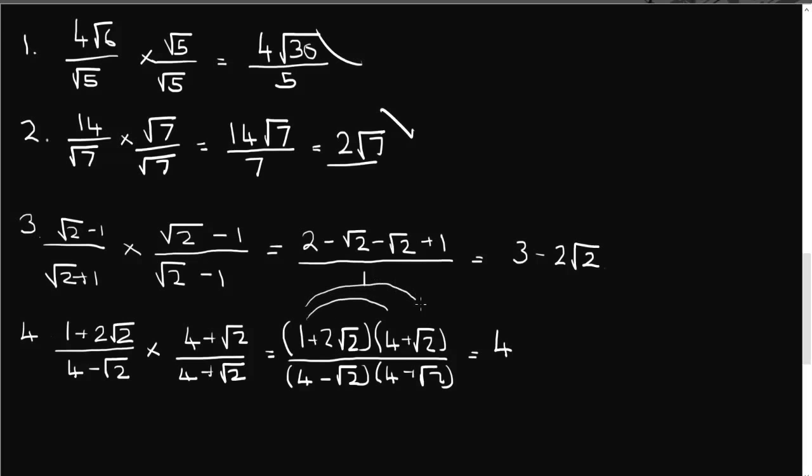1 times 4 is 4. 1 times root 2 is plus root 2. 2 root 2 times 4 there gives us 8 root 2, and 2 root 2 times root 2. Root 2 times root 2 is 2, 2 times 2 is 4, so that should give us 4, shouldn't it? It should give us plus 4. So that's the top sorted.